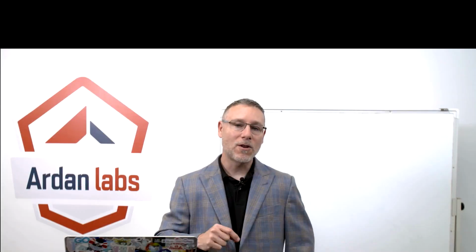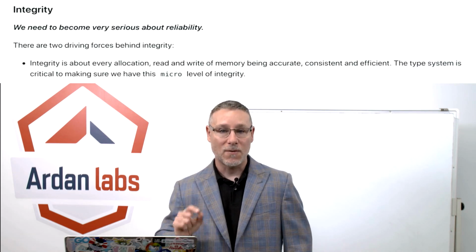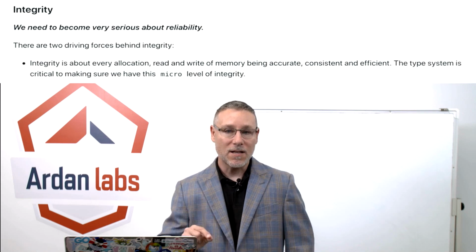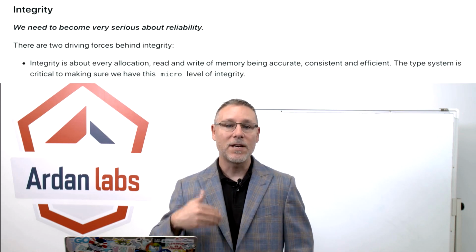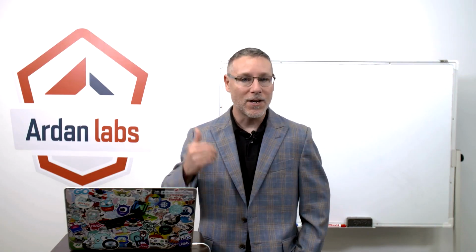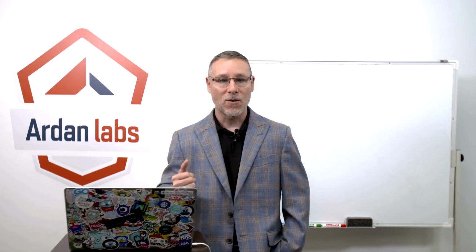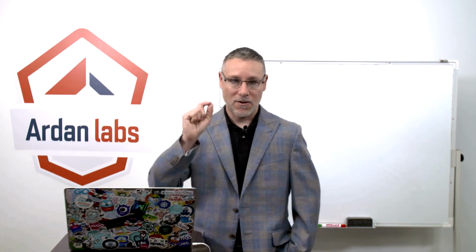At a micro level, what integrity means is that every one of those reads and every one of those writes that we're doing is accurate, consistent, and efficient. When we lose any of those three things, then we have an integrity issue. And unfortunately, when you have an integrity issue, if you can't recover, you've got to shut that software down. We all have stories of when a piece of software went rogue, had integrity issues, and started corrupting things.